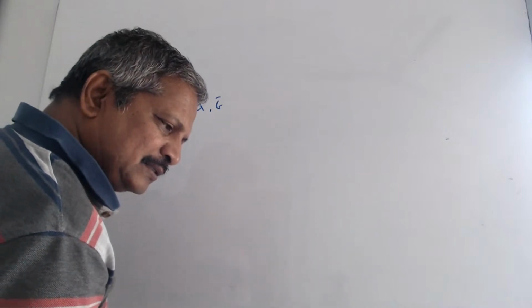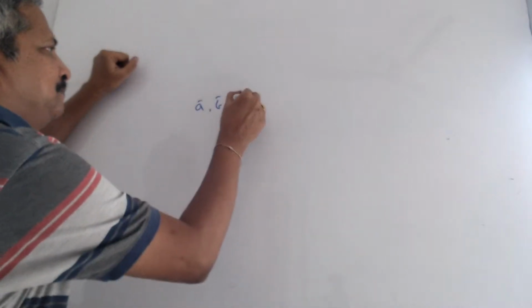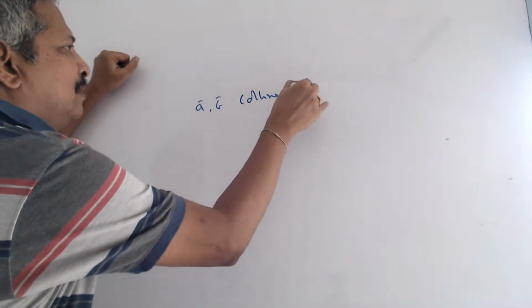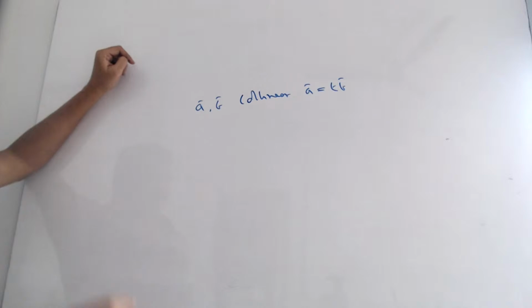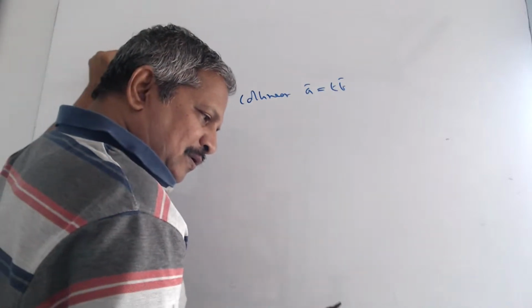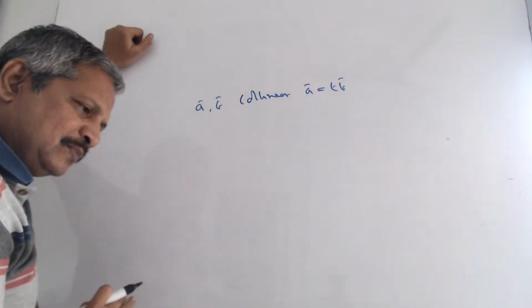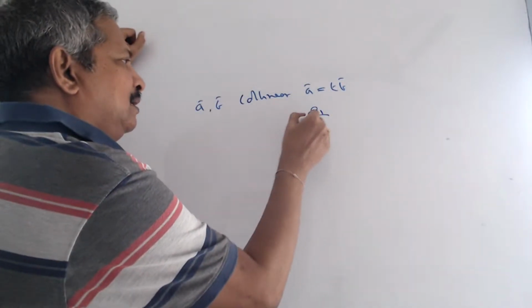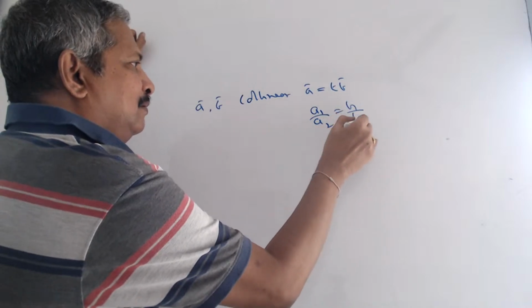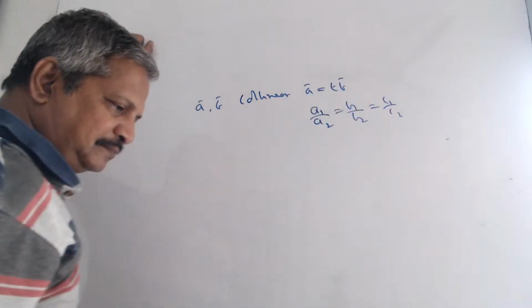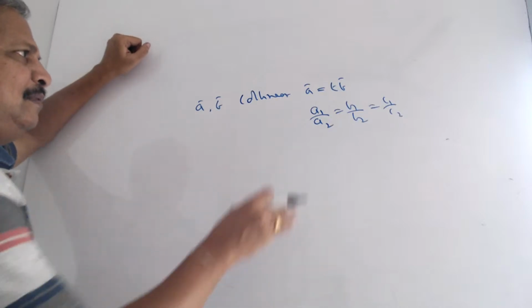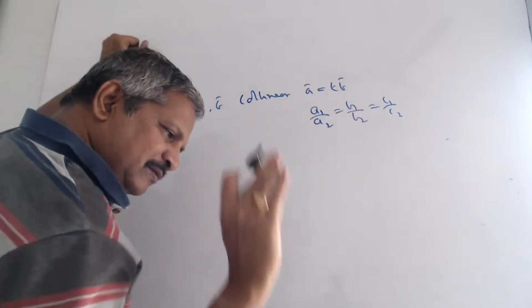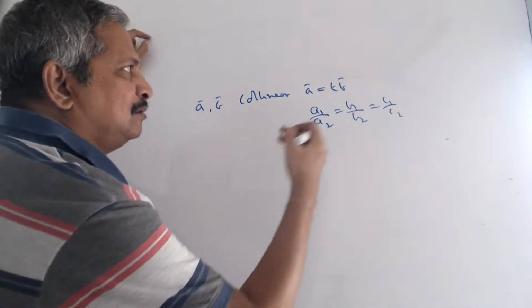Now, for the problem's purpose, because we are entering the problems within 2 minutes: A and B are two vectors. If they are collinear or parallel, we can write one vector equal to T into the other vector, A equal to T into B bar. Or we can also write A1 by A2 equal to B1 by B2 equal to C1 by C2.